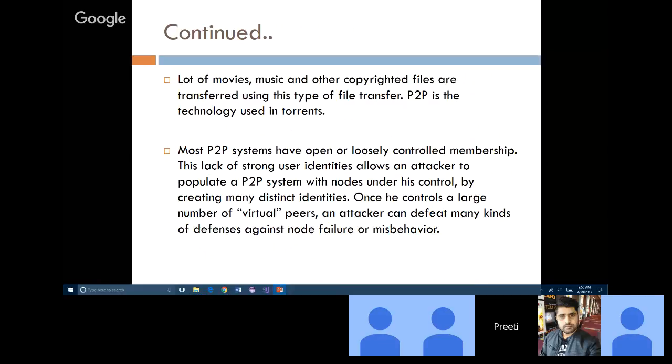Most P2P systems, or serverless distributed systems, have open or loosely controlled membership. This lack of user identity allows an attacker to populate a P2P system with nodes under his control by creating many distinct identities. Because there are not very strict rules and regulations, members are loosely controlled, so an attacker can easily impersonate others, populate the system with new nodes under his control, and attack the whole network. That's why an attacker can defeat many kinds of defense against node failure or misbehavior.